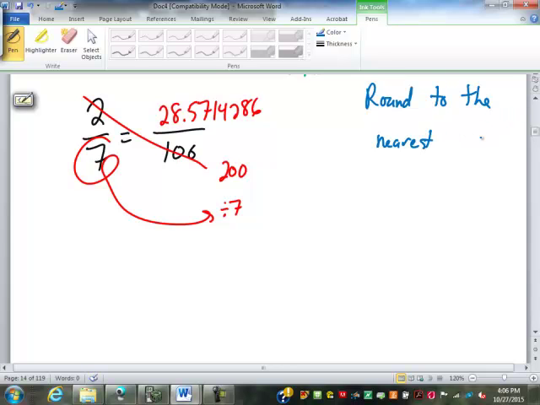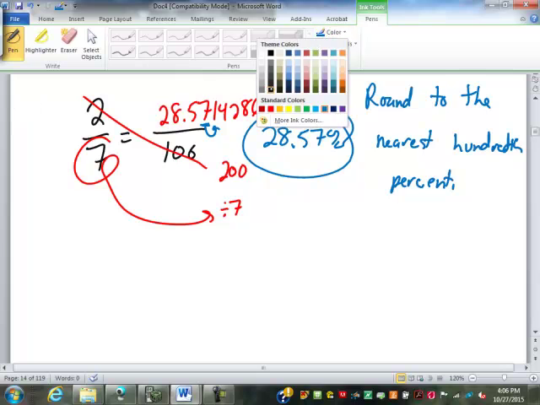Let's say it tells us to round to the nearest 100th percent on this one. So where's the 100th? The 7. So is it going to go up to 8 or stay 7? Stay 7. So 28.57%.